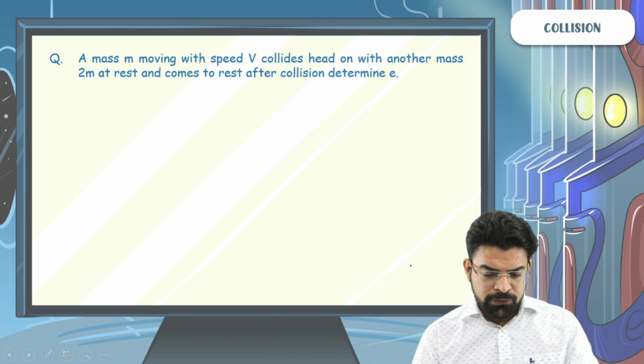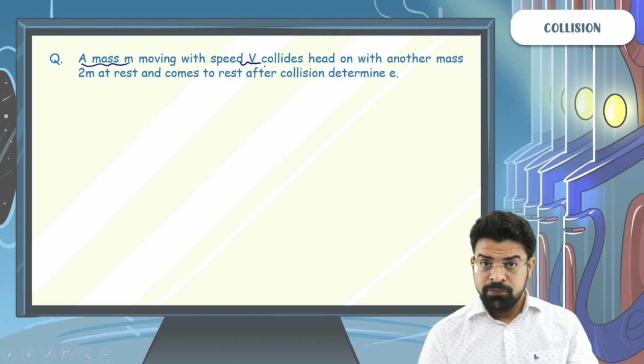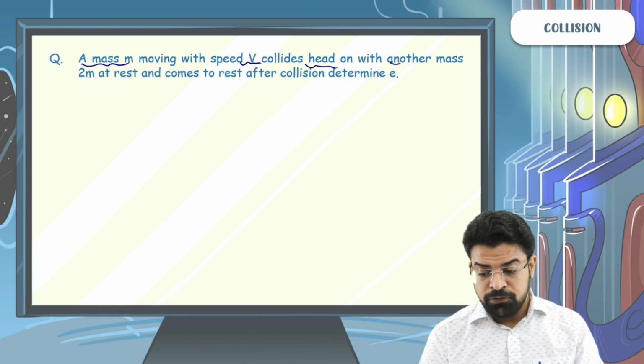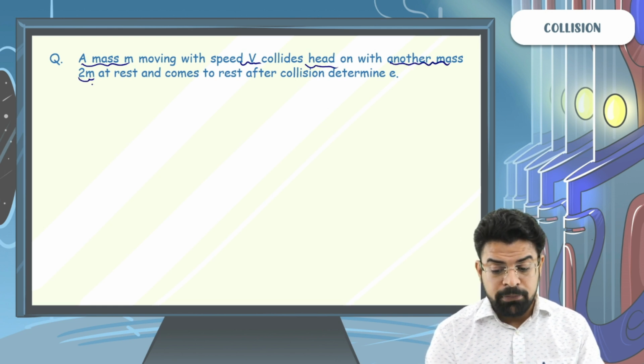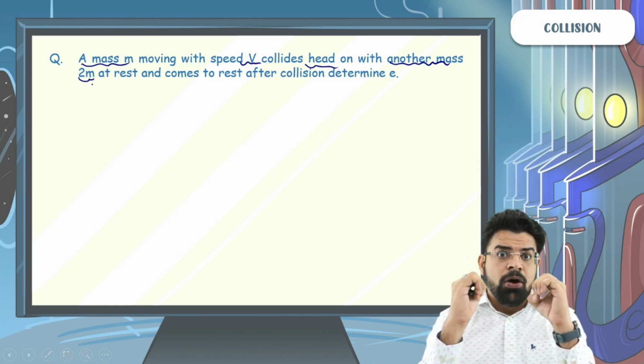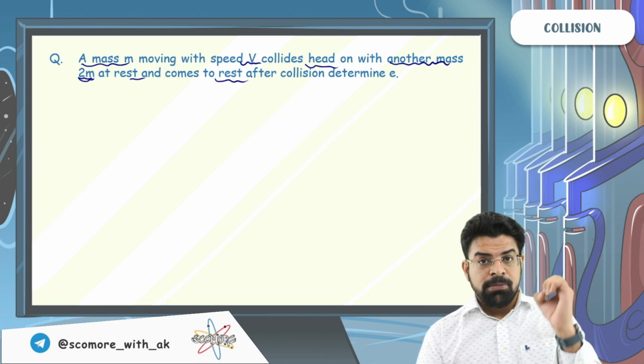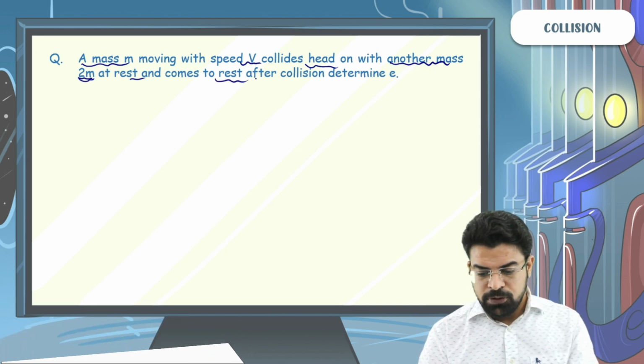Question is, a mass m moving with a speed v collides head on with another mass 2m at rest. So mass m moving with speed v collides head on with another mass 2m at rest and comes to rest. So the mass m after collision comes to rest.